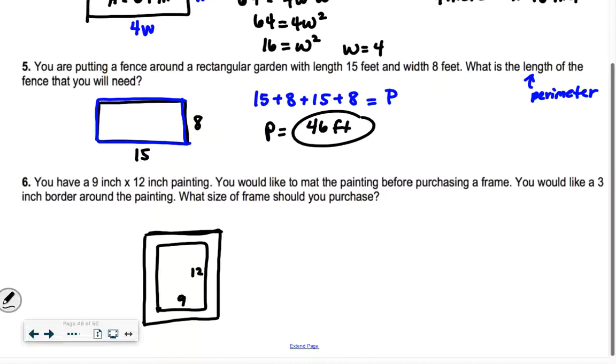Okay, this is a type of question that you're going to get all the time. You're going to see it in Algebra 2 and Pre-Calc. We're going to do these a lot.